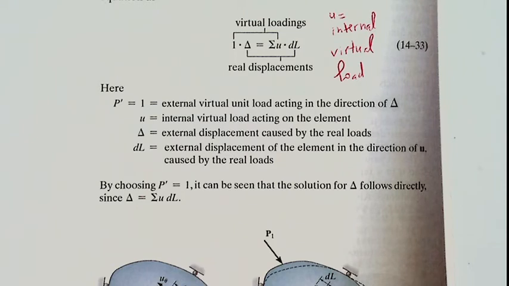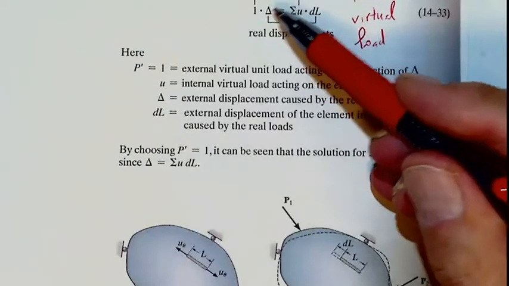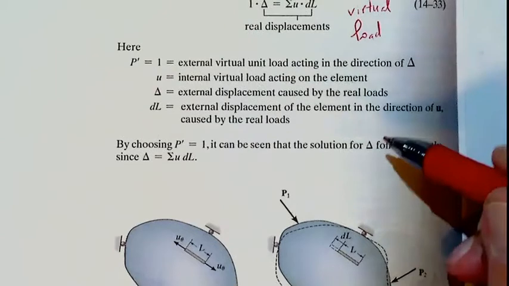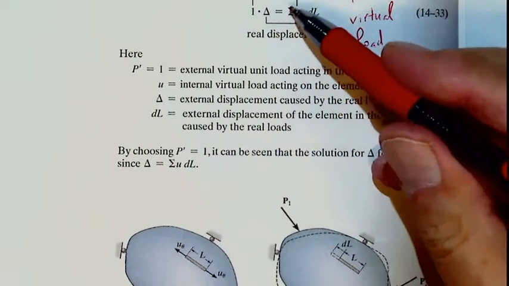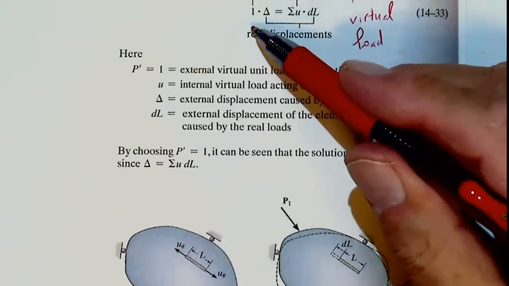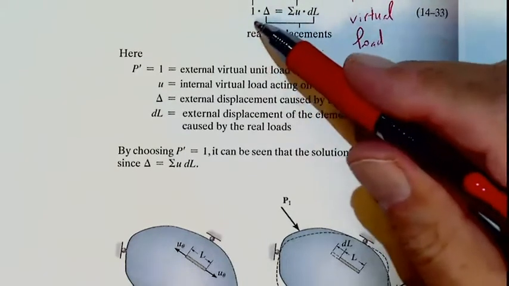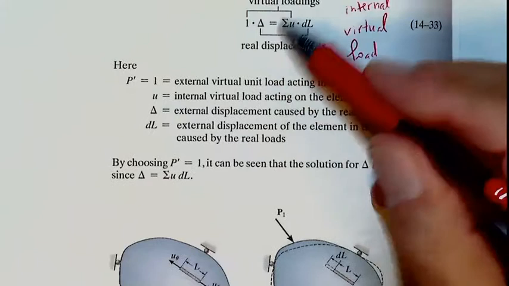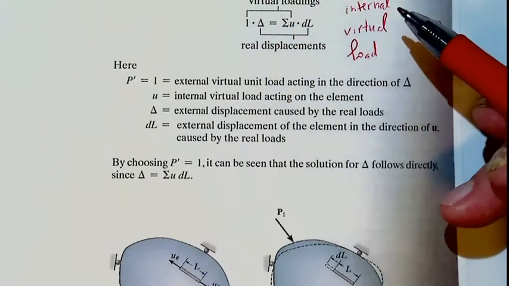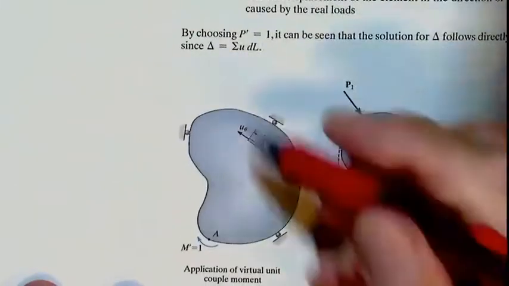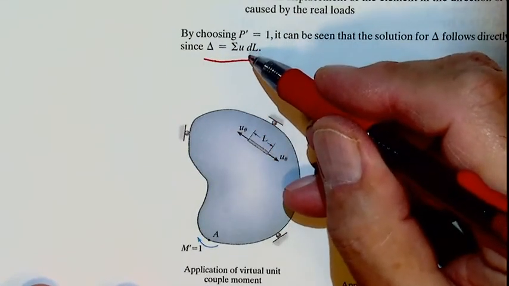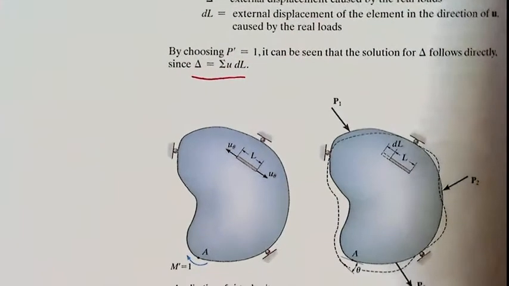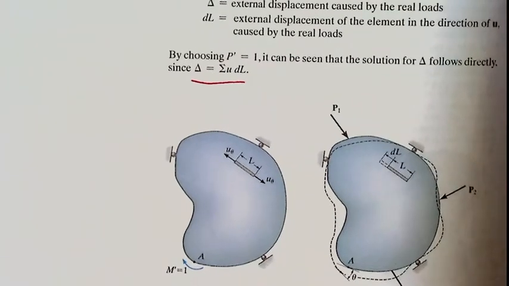By choosing P prime equals 1, it can be seen that the solution delta is obtained. Delta equals this. That is why I chose 1. Of course, if I had not chosen 1, then I would divide everything by that P prime. So I'm getting delta equals summation U dl. We will now explain how to use it exactly.